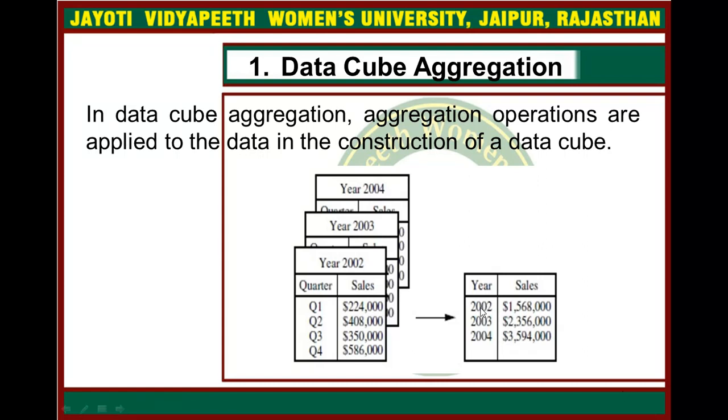So it will reduce, and see, in year 2002 this much sales happened, and in 2003 this much, and in 2004 this much sales. Okay, so the resulting data set is smaller in volume without loss of information required for the analysis task, right? So multidimensional aggregated information is stored in a database basically.